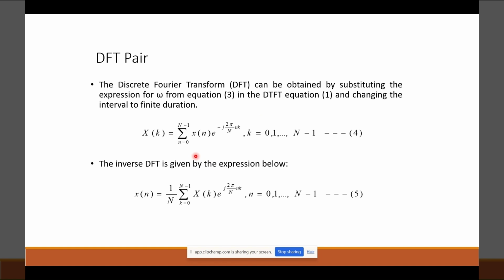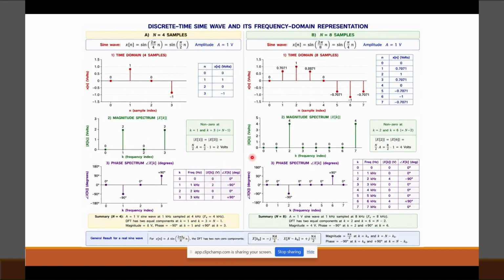So, the formula for the DFT pair to get the frequency domain representation X of k, which varies from 0 to n minus 1, is the sum of x of n e power minus j 2 pi by n nk. When n represents the time sequence, k represents the frequency domain sequence. Got it? Both will range from 0 to n minus 1 only. Similarly, the inverse DFT formula, the IDFT formula, is 1 by n times the sum from 0 to n minus 1 of X of k e power j 2 pi by n nk. Both range from 0 to n minus 1, because one is in the time domain and the other is in the frequency domain.